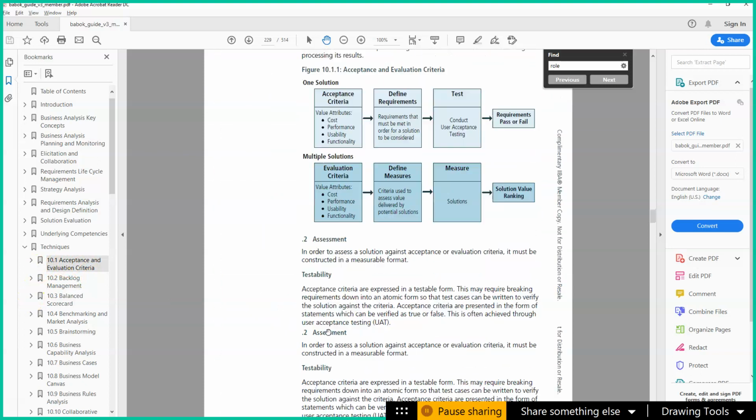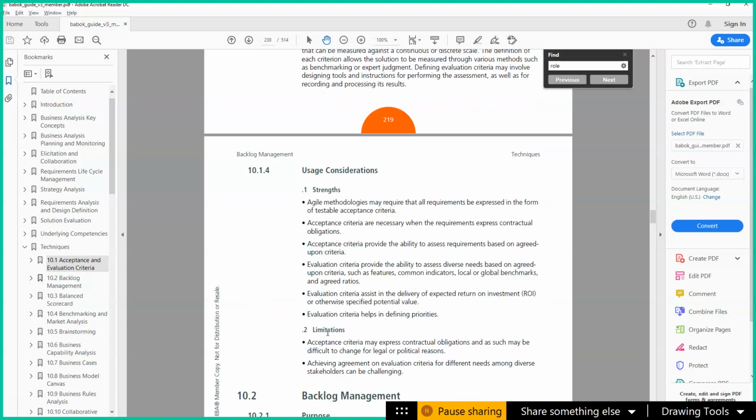CCBA and CBAP will definitely need to know the strengths and limitations. CCBA mostly with just strengths and limitations, because it'll say which of the following is a strength of this elicitation technique, and then you'll have to know. Or I'm sorry, actually that might apply to the ECBA as well. Ask LN on that. He took the ECBA test. I have not. I took the CBAP.